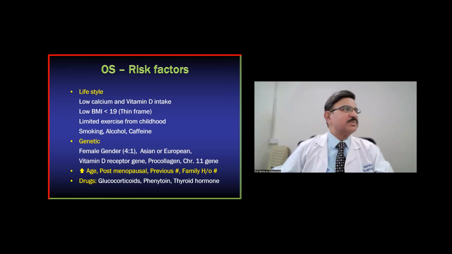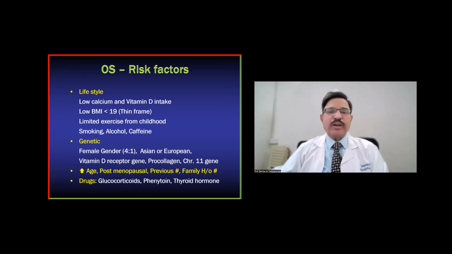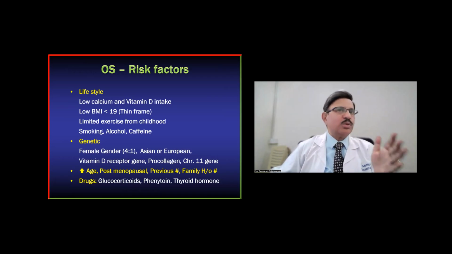Okay, drugs like corticosteroids, phenytoin, thyroid hormones. Levothyroxine is used for mild hypothyroidism, something like TSH around 5.5. I have seen physicians putting them on thyroid. Unless it is clinical hypothyroidism, you are not supposed to treat subclinical hypothyroidism. The treatment for subclinical hypothyroidism is to follow the TSH. If the TSH crosses 10, then you think of it.